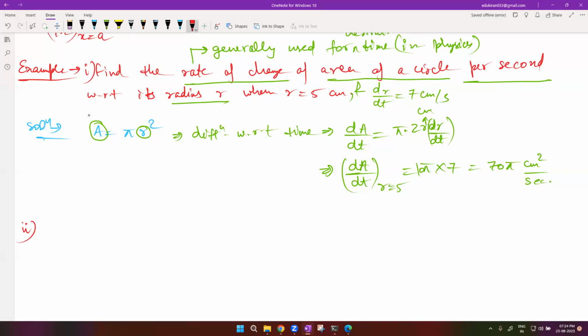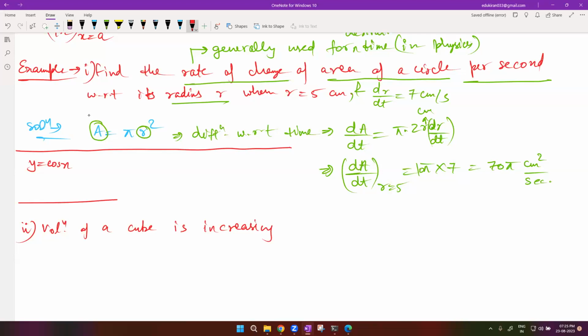Okay, so let's start with the second example. The volume of a cube is increasing. Okay, one more thing I want to show you. Just give me a minute. Let's focus on this thing first, which I'm about to start.